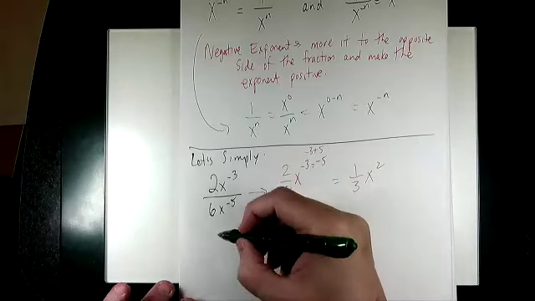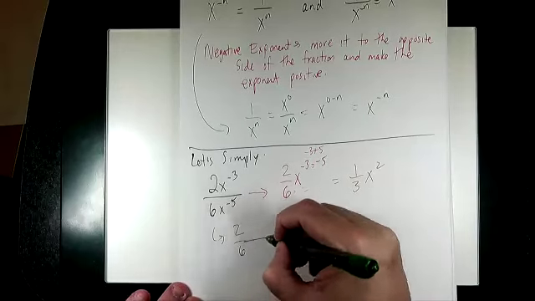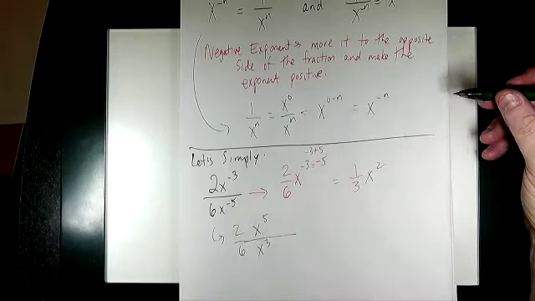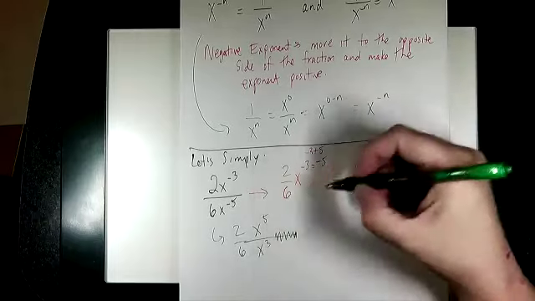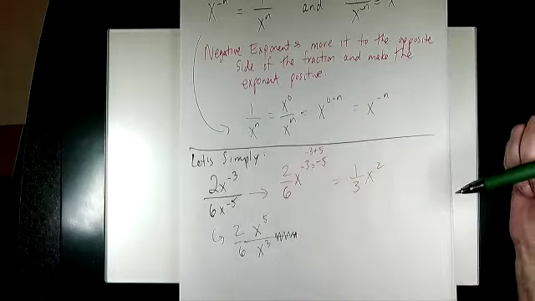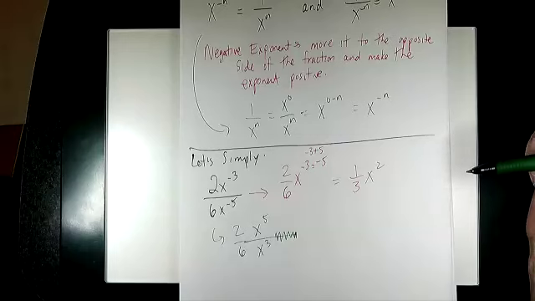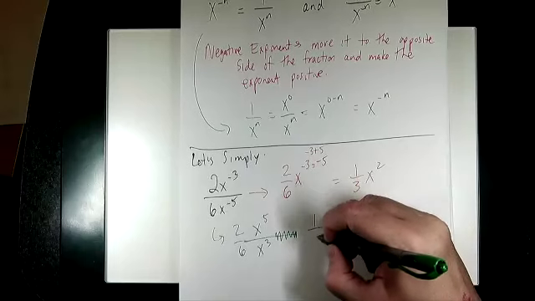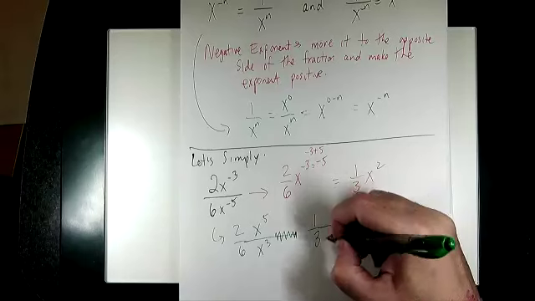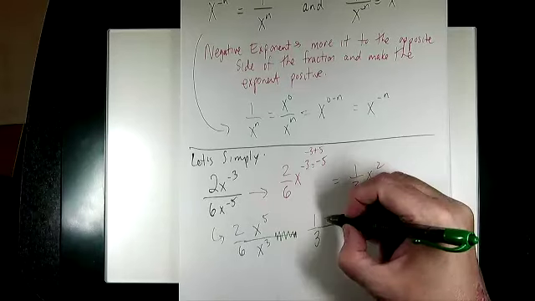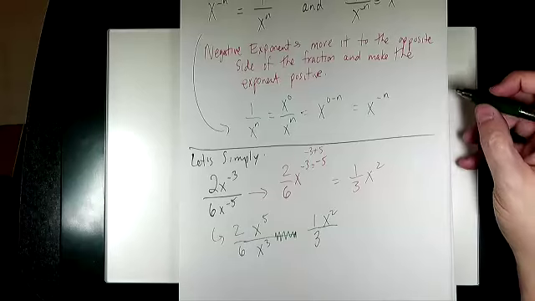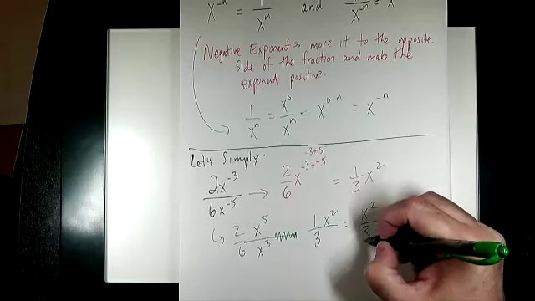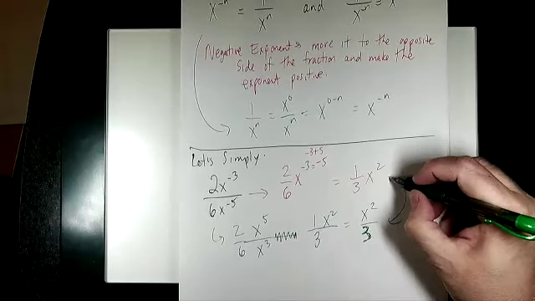Another way of doing this is just moving the x's to the opposite side of the fraction and making the exponents positive. Notice the negative exponent is not on the number, it's just on the variable. And when we simplify this, 1 on top, 3 on bottom, and then the x over x to the 5, x cubed cancels like that. So we have 1/3 x squared, or as we have it written here, x squared over 3. Either works.